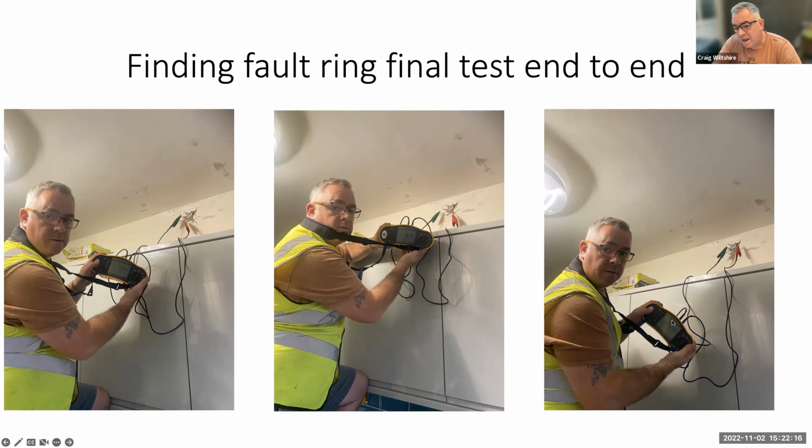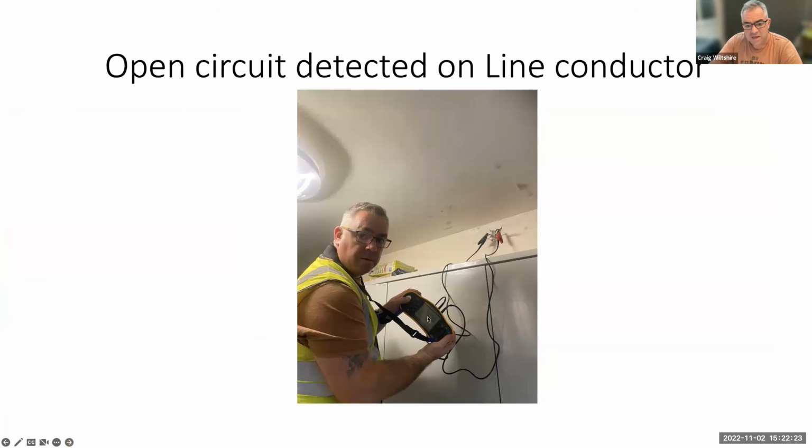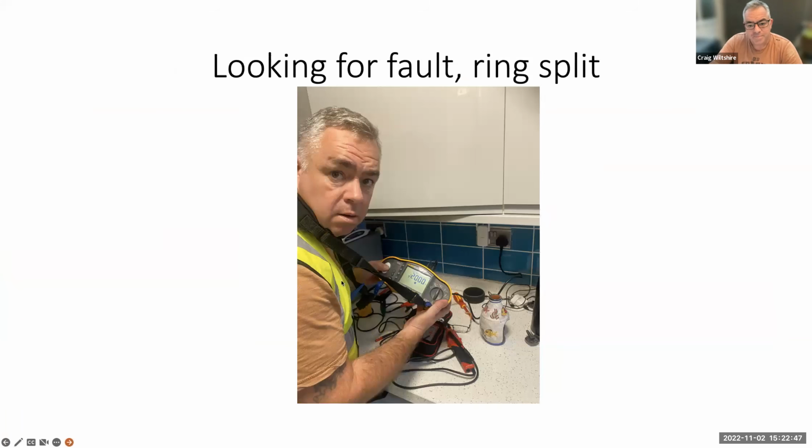And look, I've got line to line, and I've got my open circuit reading there, look. And if you look on the next slide, there you go, just to highlight it. I'm on line to line, and I've got an open circuit. So we have now established, by doing an end-to-end test using my continuity test, my low resistance ohm meter, that there's a fault, okay? Very important.